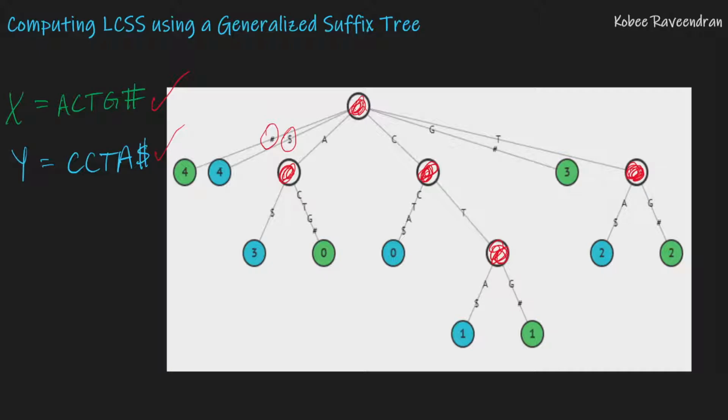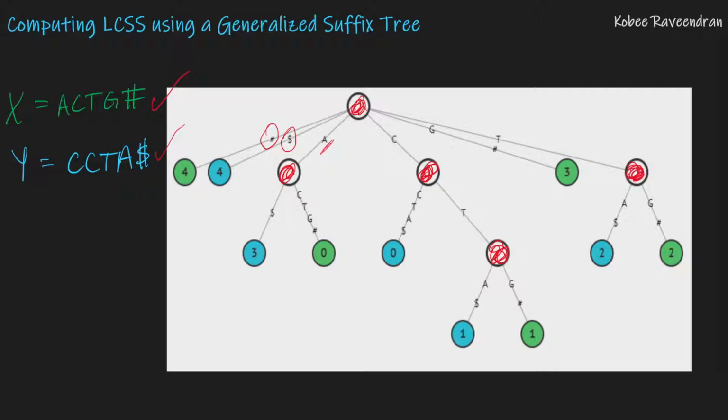It turns out in our case that all of the internal nodes meet that criteria, but that's not always going to be the case. So anyway, what all these nodes represent is all of the possible substrings that X and Y have in common. Here we have the A, they both have that in common. We have the C and the T, they both have those in common. And that's the same deal over here.